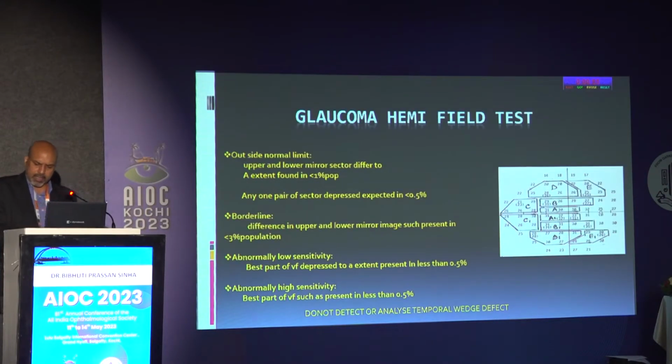SF and the CPSD are now not available in newer machines. Then the glaucoma hemifield test will flag you. It tests 5 points in the upper field and the 5 similar symmetrical points in the lower field, and then it gives you information in terms of outside normal limits, borderline, abnormally low sensitivity and abnormally high sensitivity, which will give you information whether there is asymmetry present or not. You know that the glaucoma damage is asymmetrical.